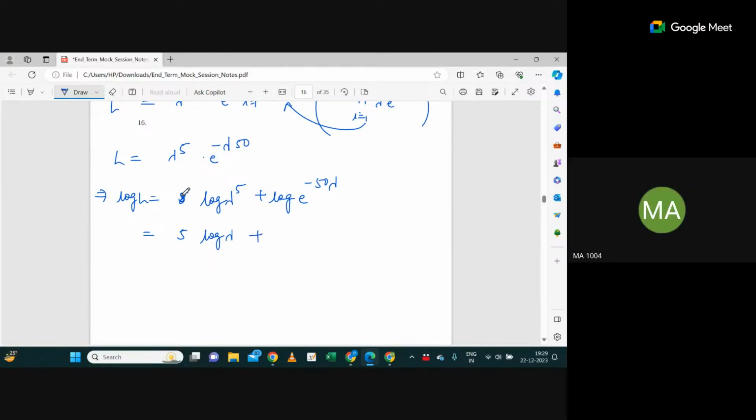Basically, natural log is the same. See, I will tell you. This is log with base e, which is the same as ln. So if I have log of e raised to the power of something, this is the same as x, with base e.